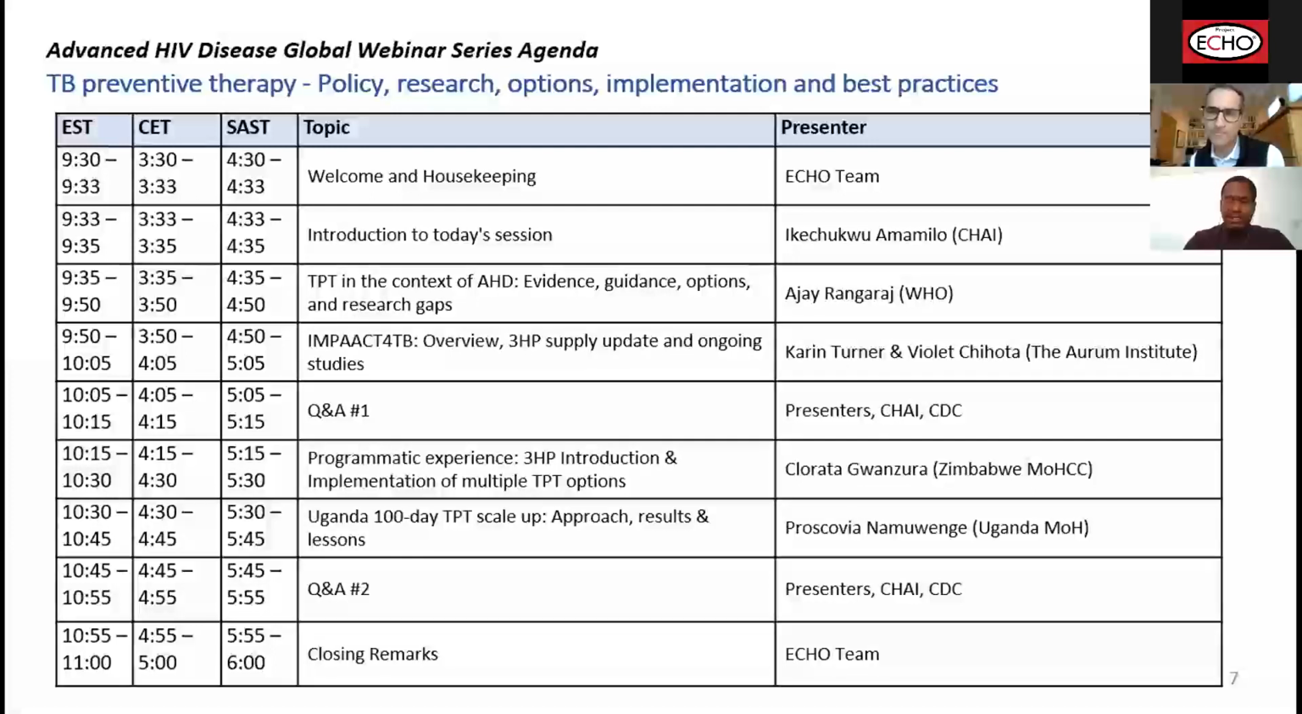For today's session, we'll start with an overview from the World Health Organization on the evidence, guidance, options, and research gaps for TPT. Next, we'll move on to hear from the Aurum Institute about the Impact for TB project. This will mark the end of the first segment of this call, and we'll follow up with a question and answer. After that, we'll move to an implementation-focused session for the call.